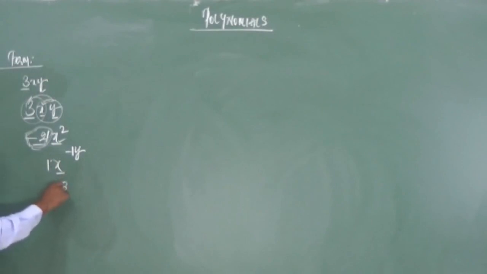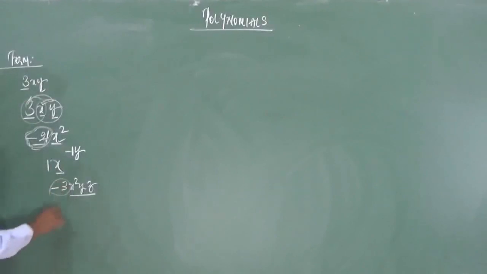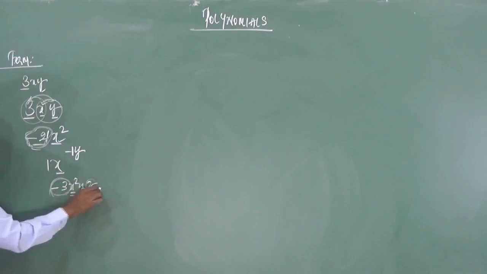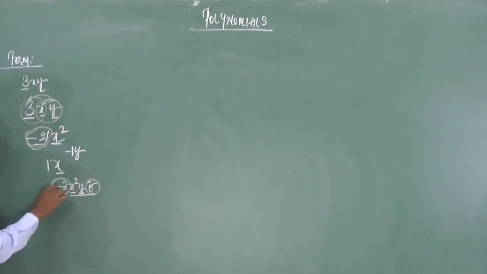Okay, minus 3x square yz. In this, the numerical coefficient of x square yz is minus 3 and the literal coefficient of minus 3 is x square yz. Along with this, the coefficient of x square is minus 3yz. The coefficient of z is minus 3x square y. The coefficient of y is minus 3x square z. The literal coefficient of minus 3 is x square yz. So this is how we read a term.